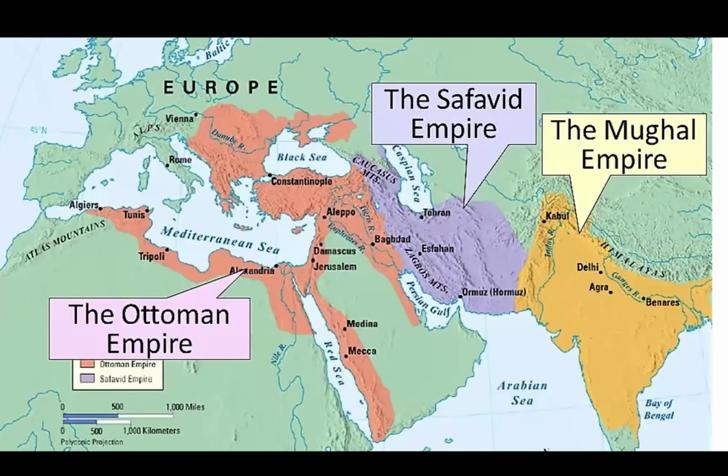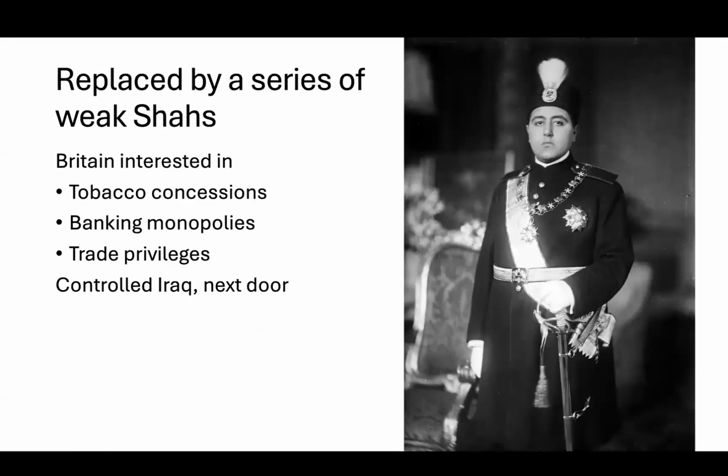Okay, so the history of Iran, part 3, basically the 20th century. Just to review, here was the Safavid Empire in between the Ottoman Empire and the Mughal Empire. And it was replaced by a bunch of weak Shahs that the British kind of pushed around.